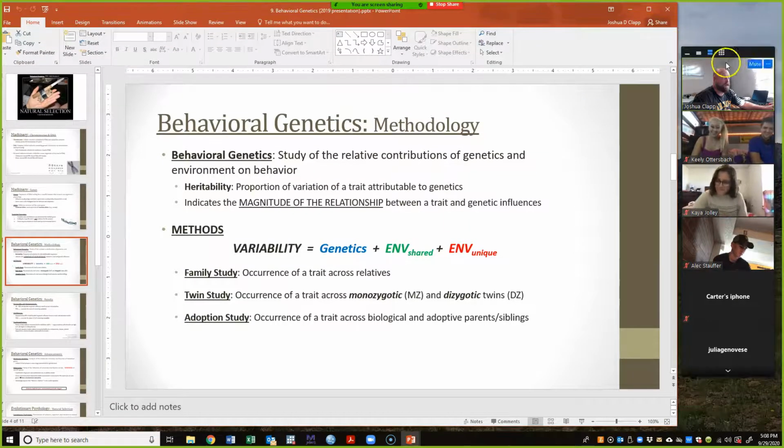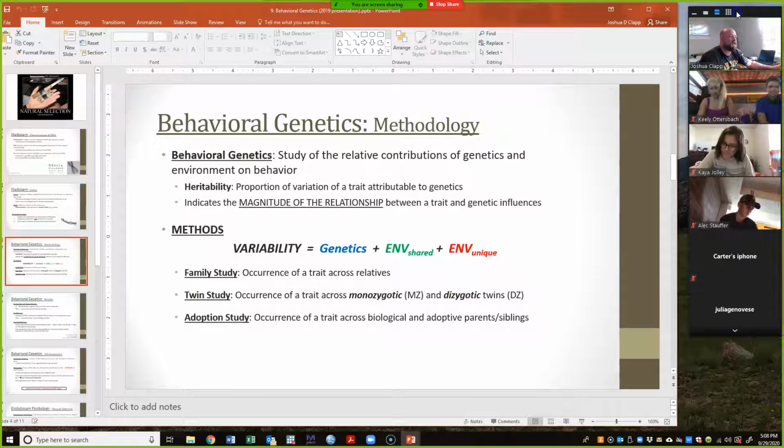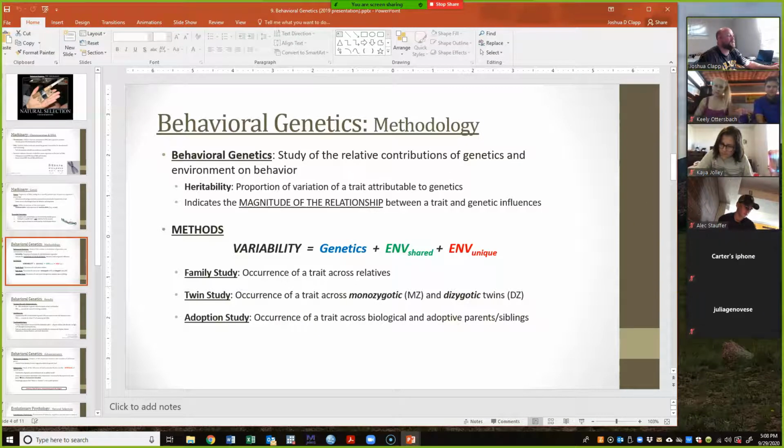This is good to cover. I wanted to talk about, from a classic behavioral genetics perspective, some of the designs that we might want to know about and what this is really teasing apart. So someone tell me, when we're talking about variability, what is this fancy language for? Any ideas?